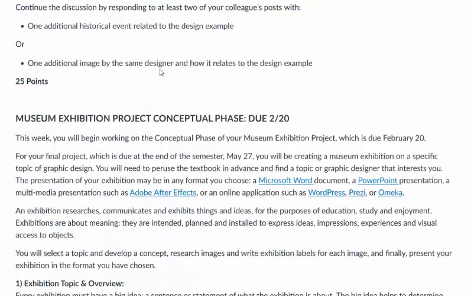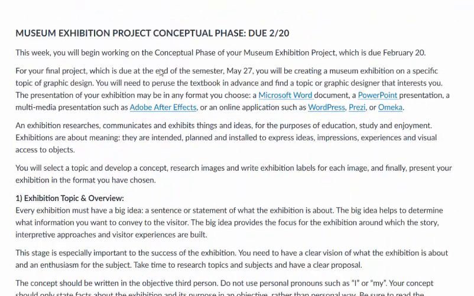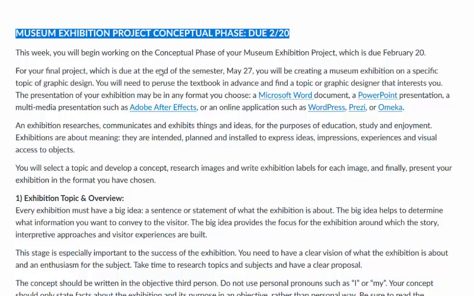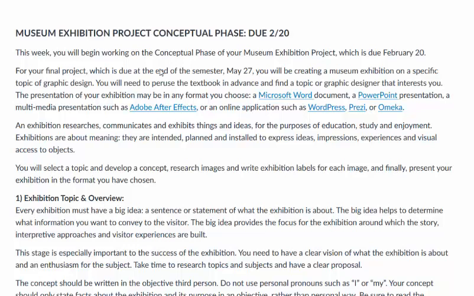Also this week, you'll begin working on the conceptual phase of your museum exhibition project. You'll be working on this project all semester long, and this phase is not due until February 20th, so you have 4 weeks to work on it.